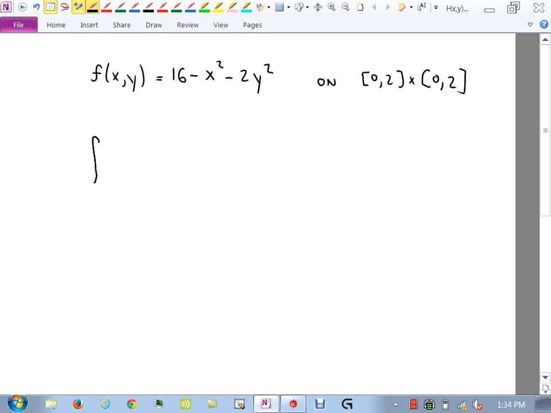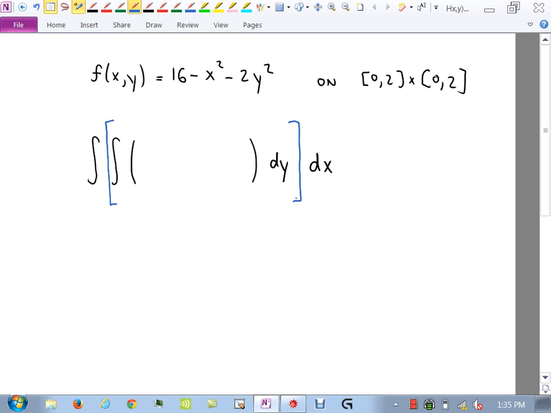I'm going to do the double integral, and I'm going to do my function here, and I'm going to do the iterated integral. I'm going to go dy dx. I could have done dx dy, but I'm going to do dy dx. Now, if I do it that way, the inner integral is this one, right? There's my inner. And the outer one has the x's in it.